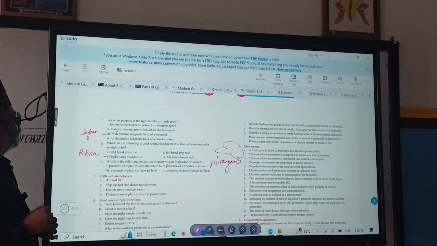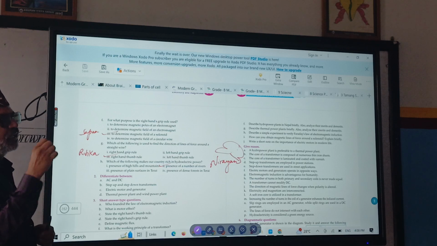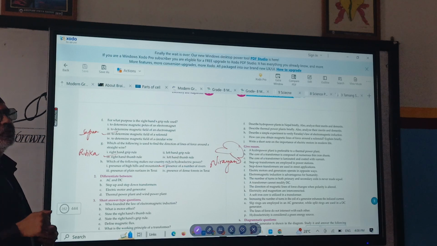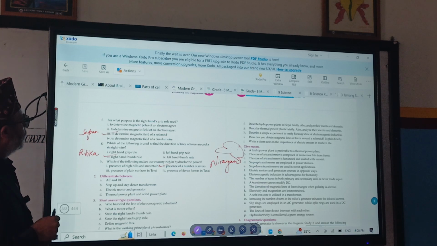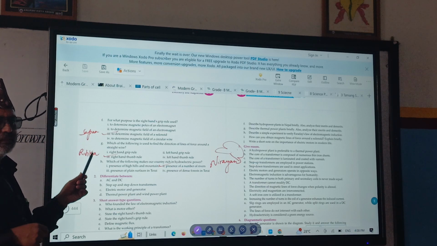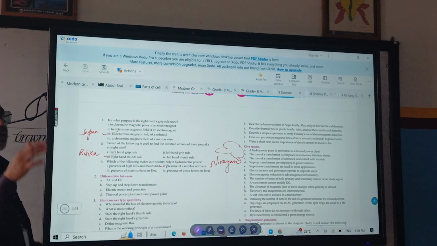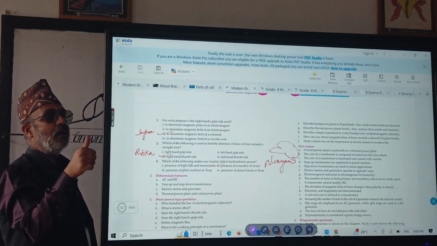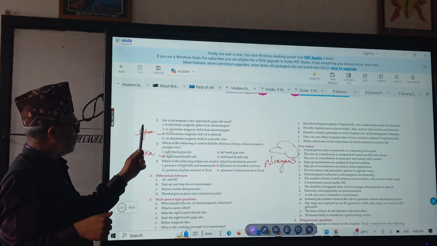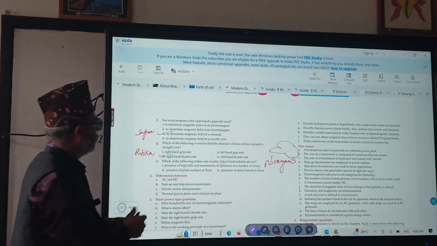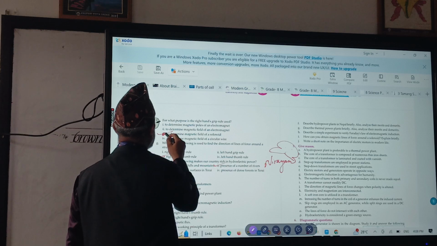For what purpose is the right hand grip rule used? Grip, right? Not thumb. Right hand grip means, I think, a solenoid must be there to determine the magnetic field of a solenoid, right? Solenoid, just remember. Right hand thumb rule is for current and magnetic field, but here it is the magnetic field of a solenoid. That was a conductor, this is right.